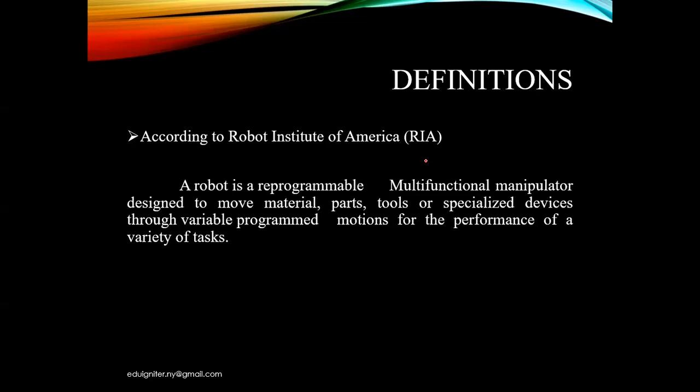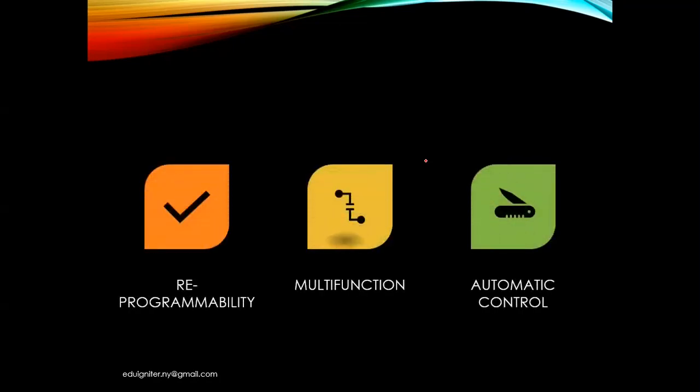By analyzing the definitions given by international bodies, we can say the system must have the following capabilities. The first one is reprogrammability, the ability to change or modify the instructions again and again through computer code as per requirements. The second one is multifunction or multipurpose: the ability to perform a variety of tasks through a single robot. And the last one is automatic control: the ability to make decisions on its own, which is achieved by artificial intelligence.